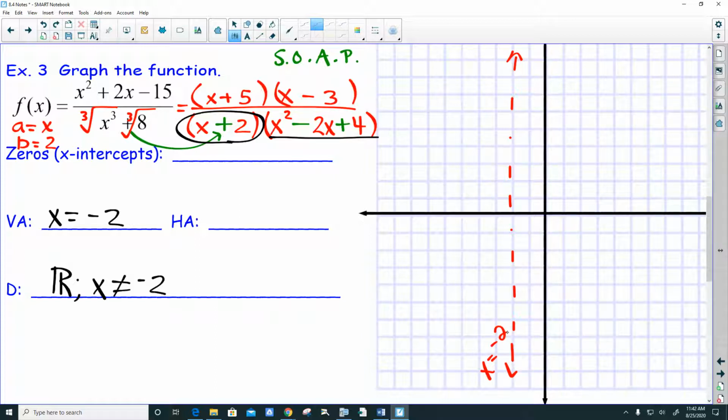Okay, now I'm going to move to the x-intercepts. That's when I'm looking at the numerator. I've got two factors in the numerator, both that have variables in them. So I'm going to set those equal to 0. I'm going to plot those points directly on the graph.